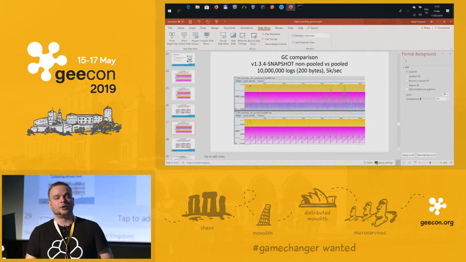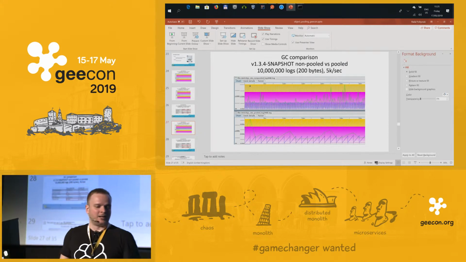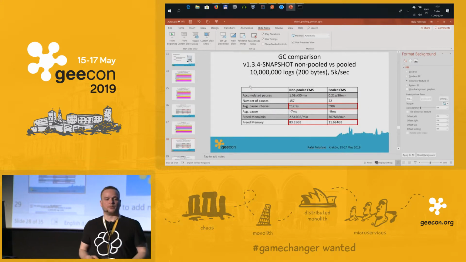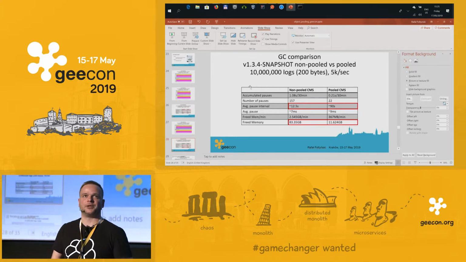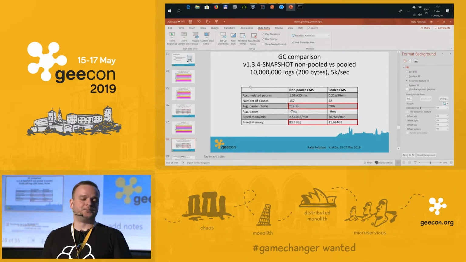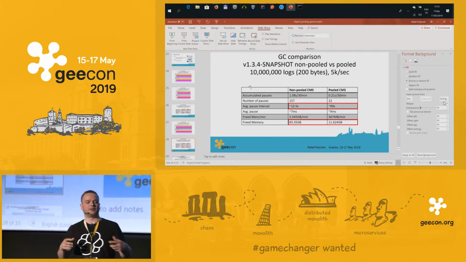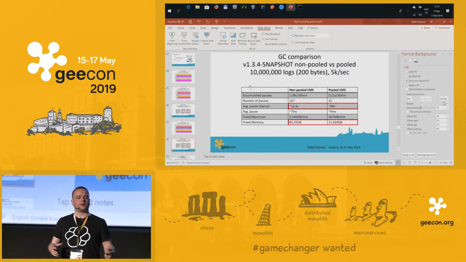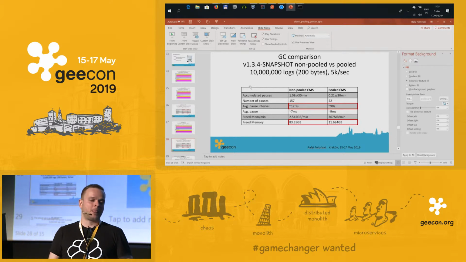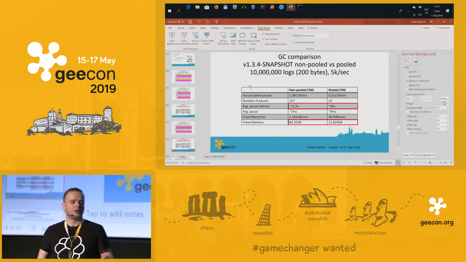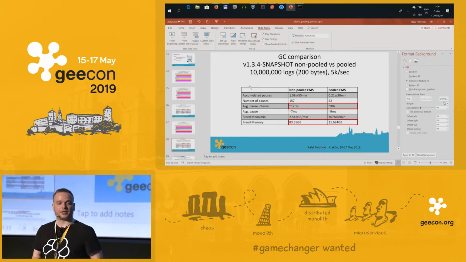I decided to log a bit bigger messages of 200 bytes, and numbers got much better. The average pause right now is 7 milliseconds for the non-pulled version and 9 milliseconds for the pulled one. But the amount of freed memory dropped from 80 gigabytes to 11 gigabytes. Accumulated pause, 1 second versus 210 milliseconds.